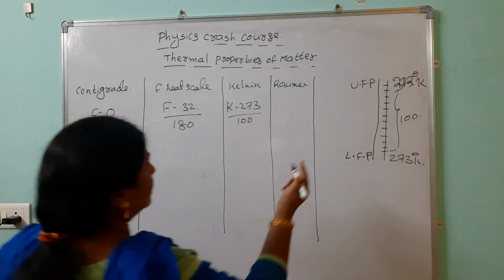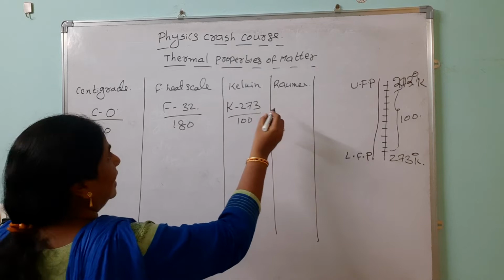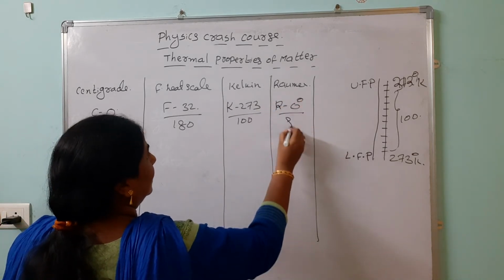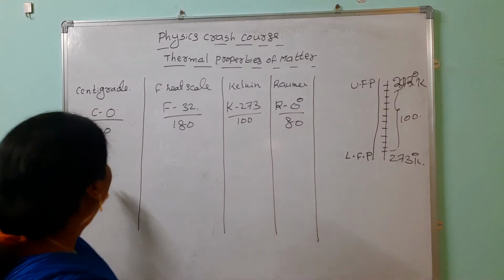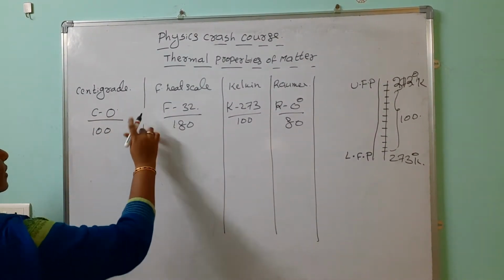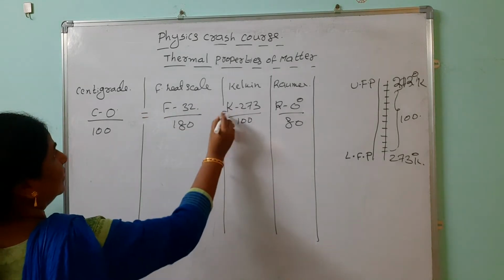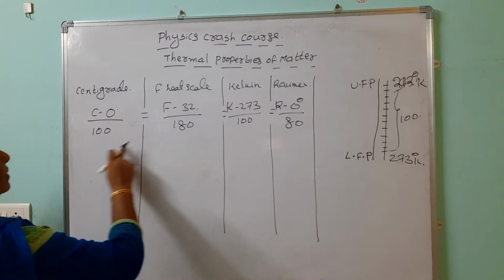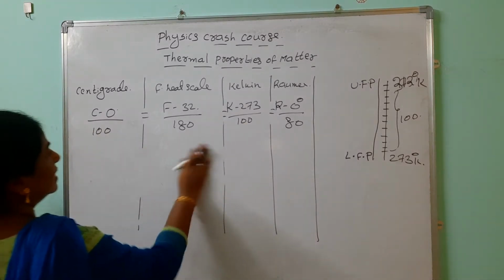Then the Reamur scale has 0 degree Reamur and 80 degree Reamur, so you can take (R minus 0) by 80. If you want to relate all these scales, you just put an equal symbol between these ratios, and you can equate them with the help of this formula.